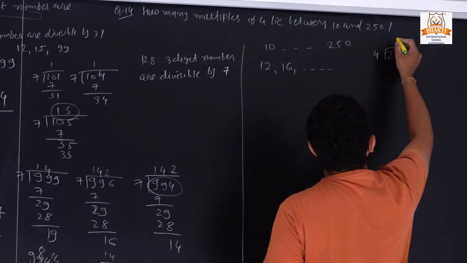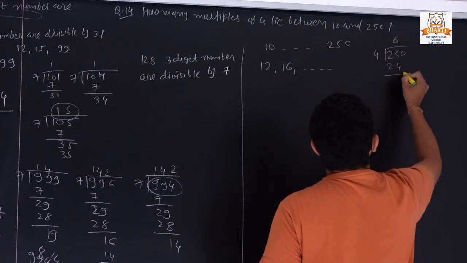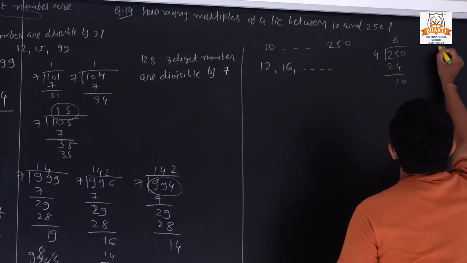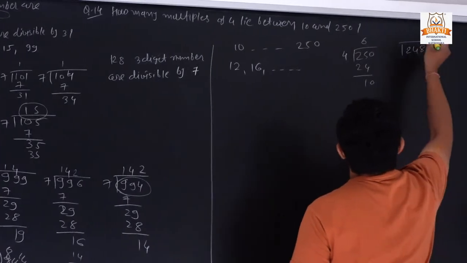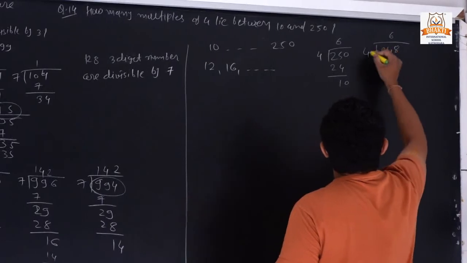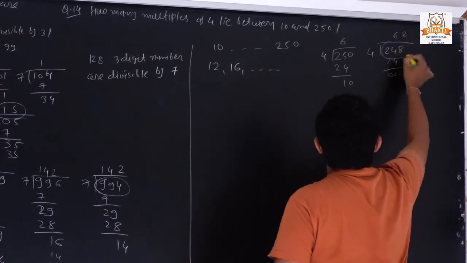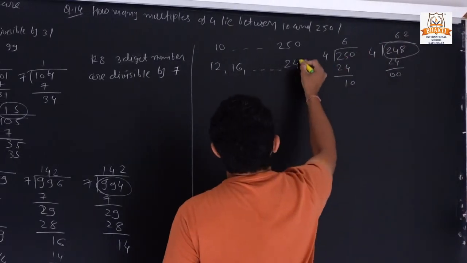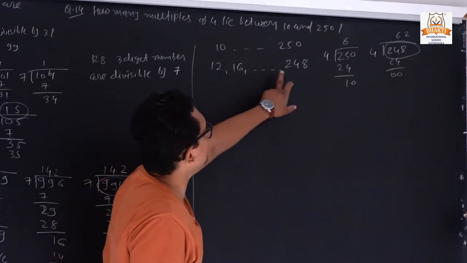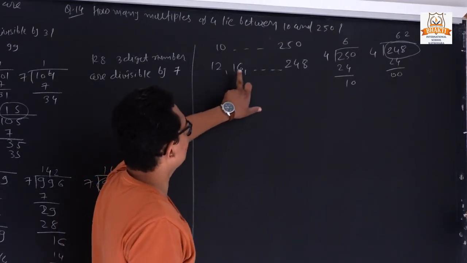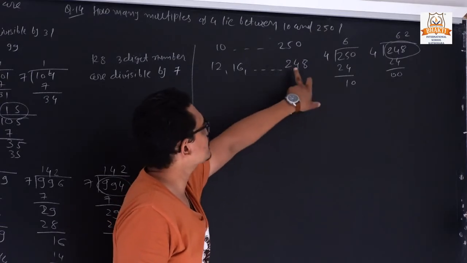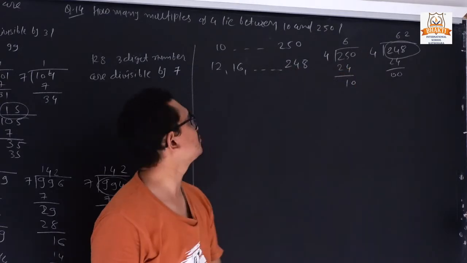4 sixes are 24, so 250 is not divisible by 4. So we can check with 248. 4 sixes are 24 and 4 twos are 8. So the last term of that series is 248. Clear? So these are all the multiples of 4: 4 threes, 4 fours, 4 fives, like that. And the last term is 248 because 248 is divisible by 4.